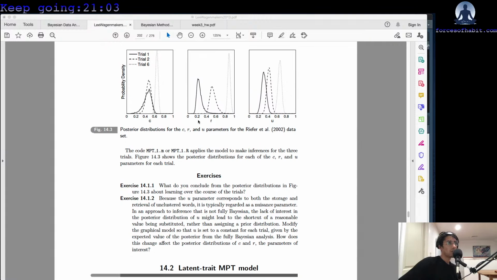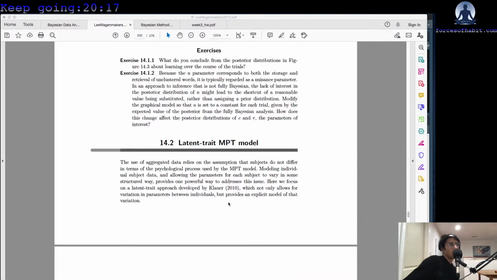In an approach to Bayesian inference that's not fully Bayesian, the lack of interest in the posterior distribution of U might lead to a shortcut of reasonable values being substituted rather than assigning a prior. So instead of doing some prior distribution here and modeling U or changes in U, we could just specify some value for U, is that what it's saying? Modify the graphical model so that U is set to a constant for each trial given by the expected value of the posterior from the fully Bayesian analysis. How does this change the posterior for C and R? I assume that they might decrease.